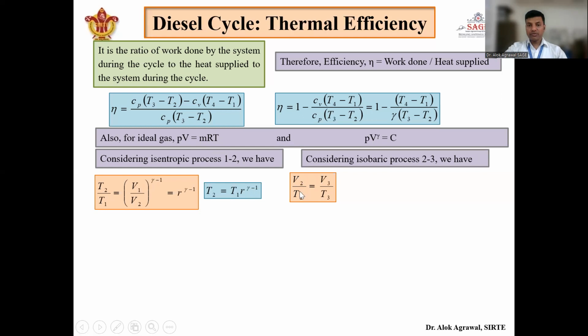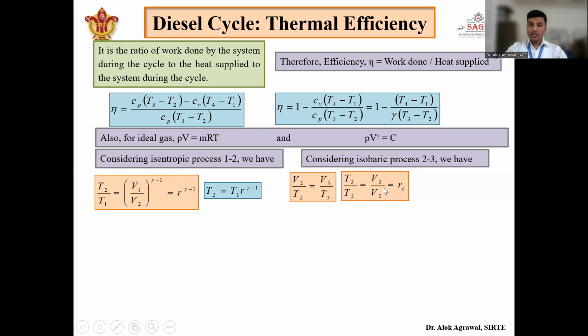So it can be written as V2 by T2 is equal to V3 by T3 for process 2 to 3, which is the constant pressure heat addition process. From here, we can write T3 by T2 is equal to V3 by V2, and this V3 by V2 is called the cutoff ratio. This is a new term, cutoff ratio.